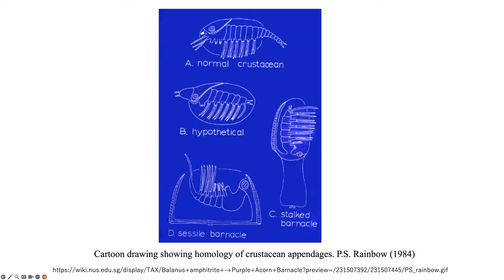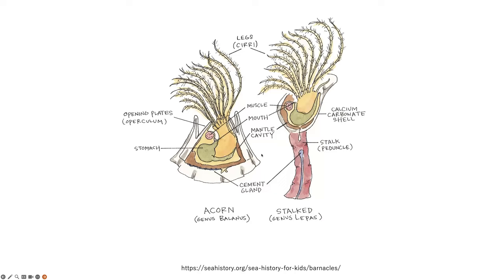Okay, this also shows the anatomical structure of the acorn barnacles and the stalked barnacles. As I told you, in the case of the acorn barnacle, it lies on its back in the shell and extends its legs outside. Likewise, in the stalked barnacle, the head, the main body, and the legs are extended outside.